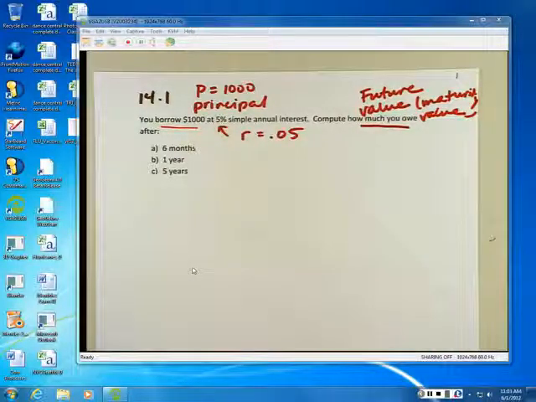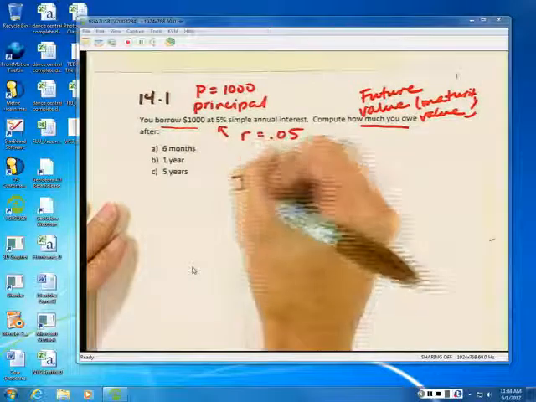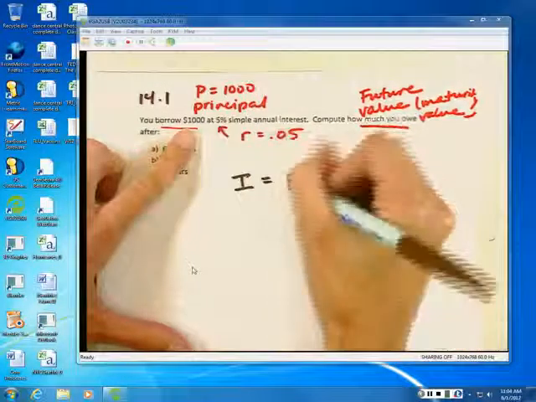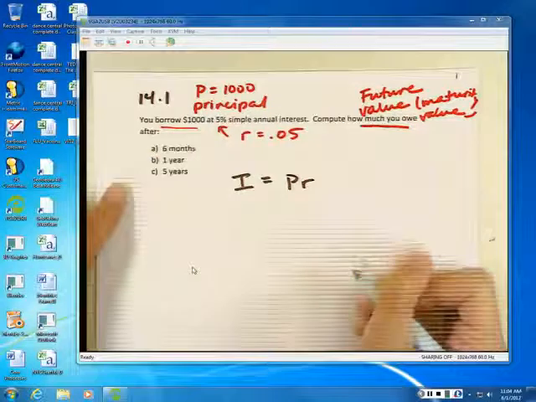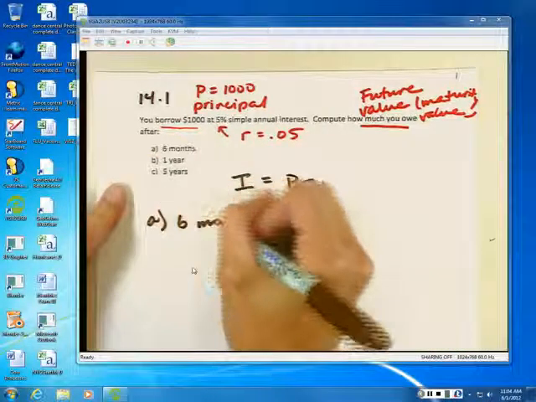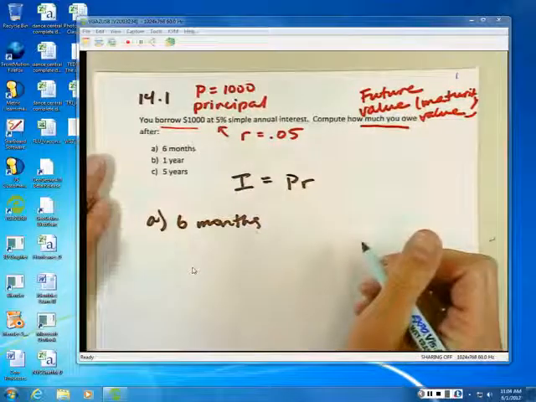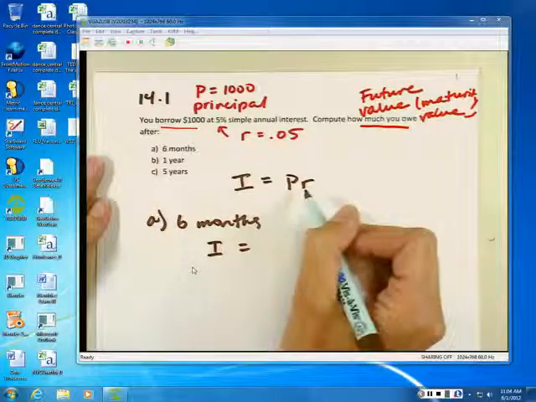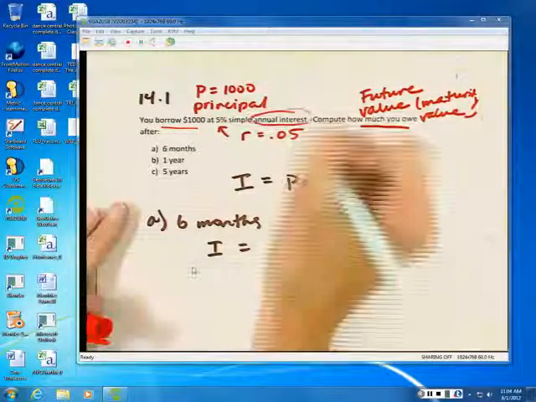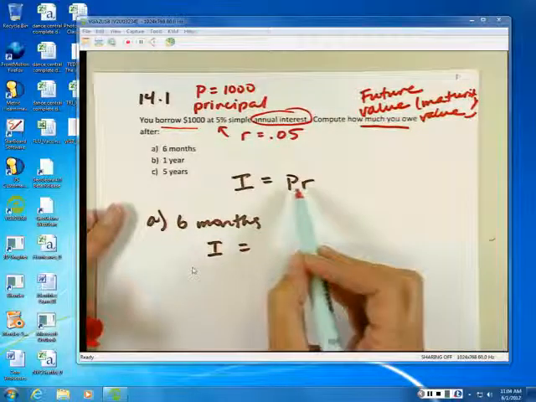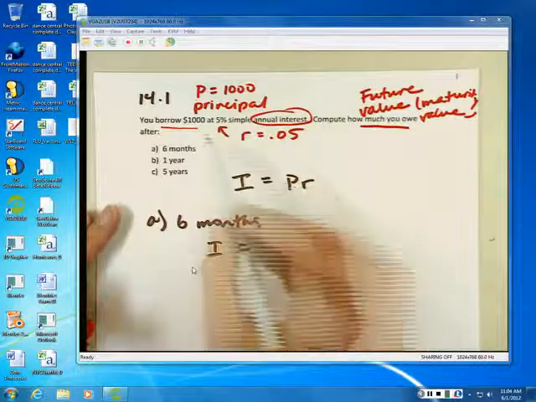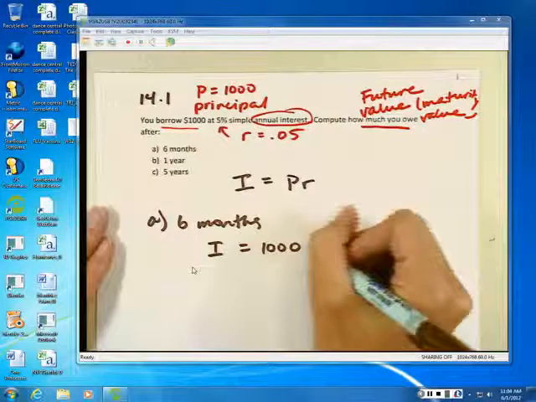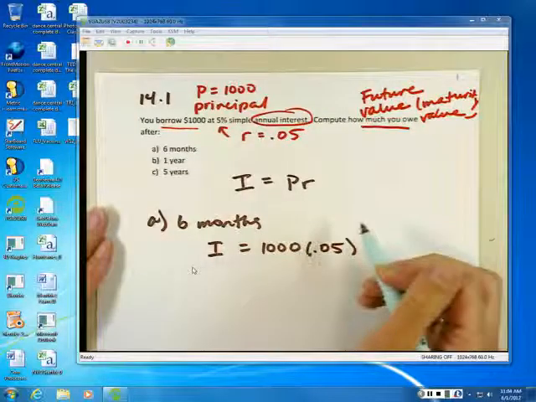So if I was looking to figure out what the interest was, the interest would be how much I borrowed times the rate. So it would simply be P times R. So let's do A first. So 6 months. For 6 months, the interest is the principal times the rate, but remember that rate is in annual interest. So I need one more piece of information here. If I do P times R, that would be 1,000 times 5%, which would give me the interest for an entire year. But I don't want the interest for an entire year. I want the interest for half of a year.